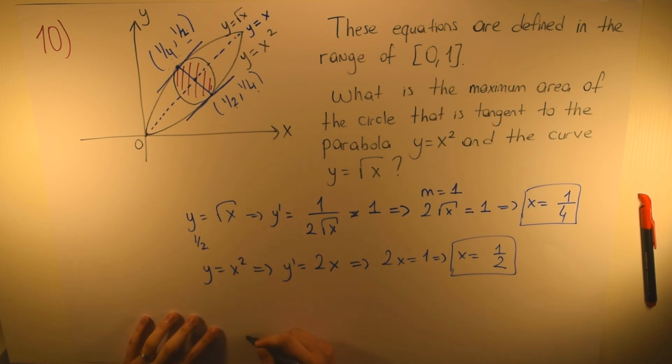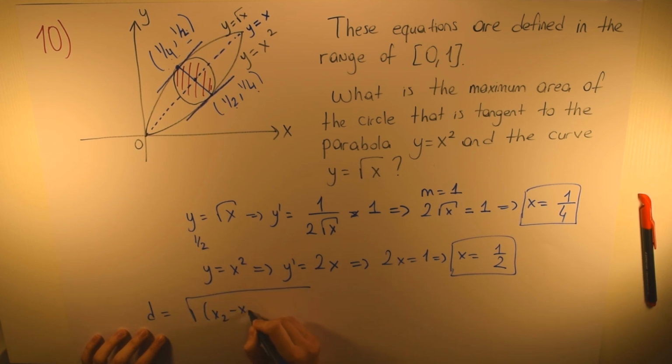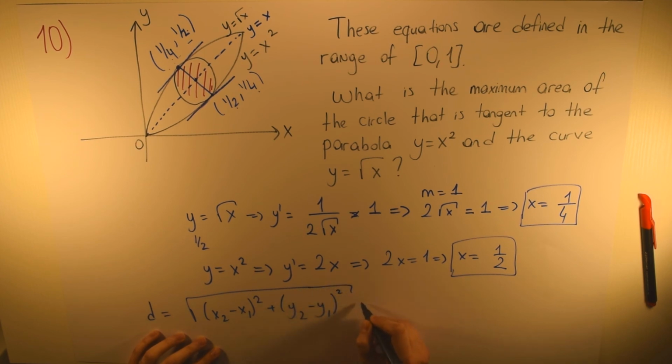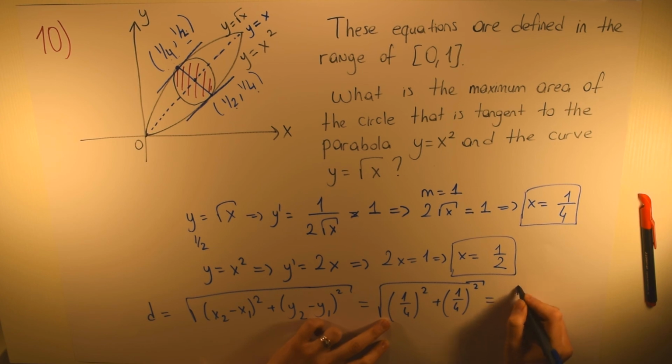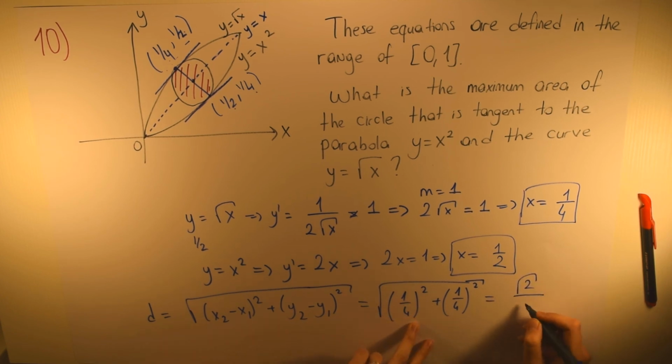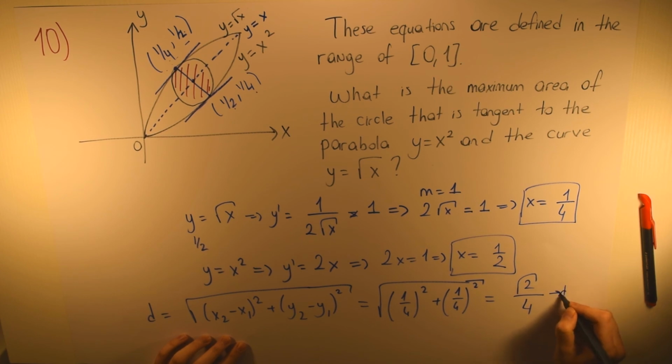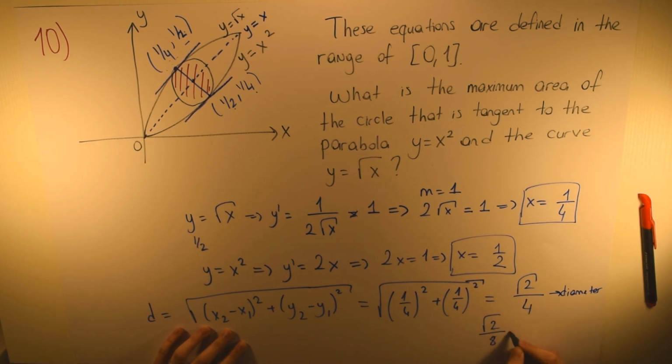So let's do that. So what was the distance formula? It is equal to square root of x2 minus x1 squared plus y2 minus y1 squared, right? So from here we will get square root of 1 over 4 squared plus 1 over 4 squared. Okay, so this is equal to square root of 2 over 16, and it will go out as 4. So it's square root of 2 over 4. So this is our diameter, okay? So when I divide this by 2, which is equal to square root of 2 over 8, this is our radius, okay? Now everything is much easier.